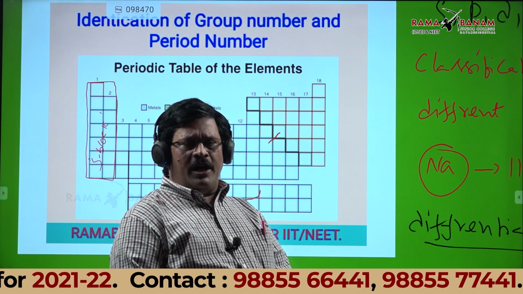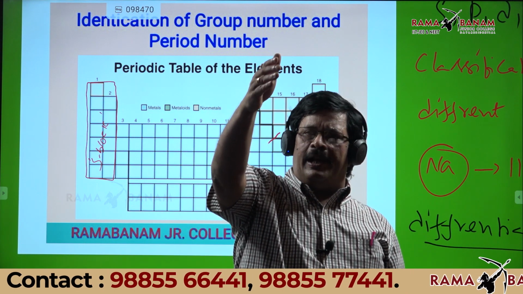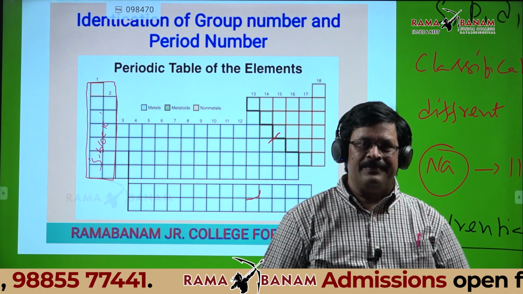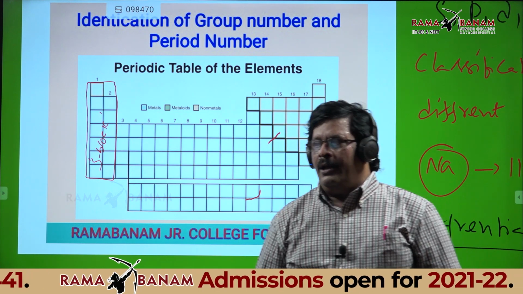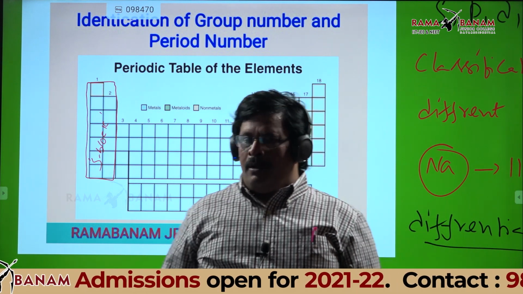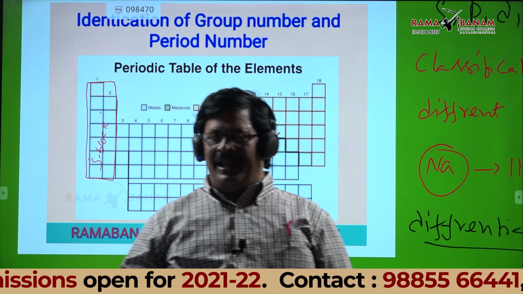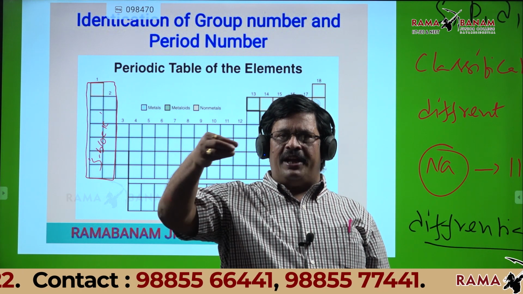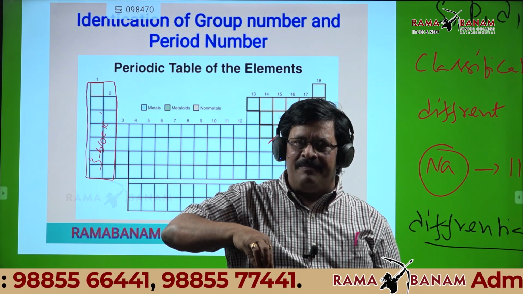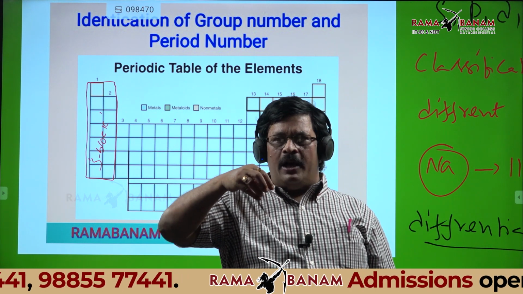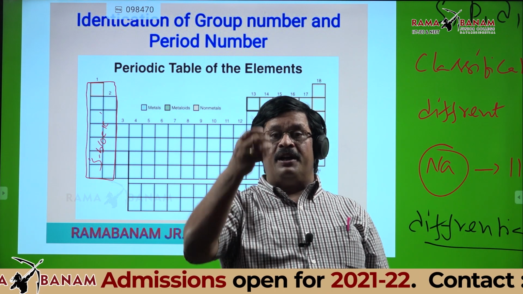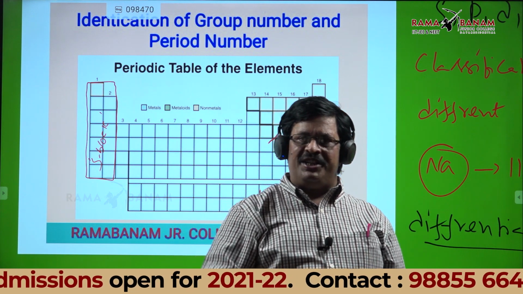Can anyone tell what is meant by loss of electron? Is that an oxidation or reduction? Oxidation. Listen to me, students. Loss of electron is oxidation, gaining of electron is reduction. So all S block elements lose electrons, so all S block elements undergo oxidation.